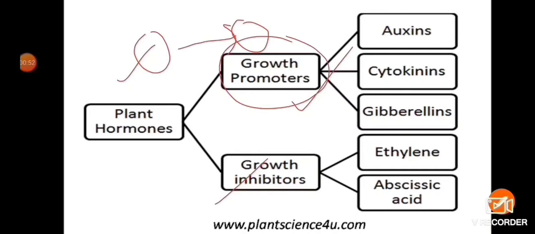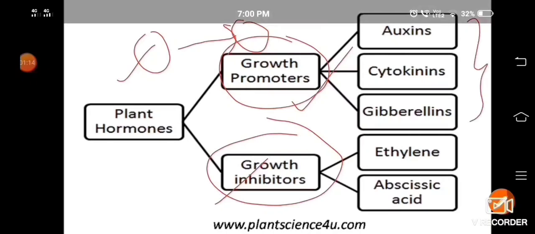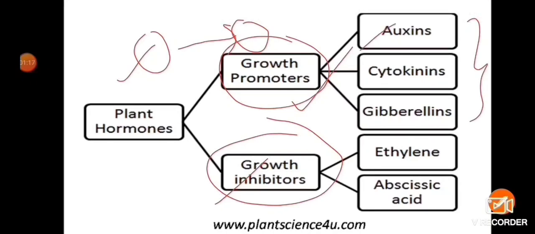Look at the term. The term is very clear, isn't it? Growth promoters increase the growth of the plant or promote the growth of the plant. Growth inhibitors are the plant hormones which prevent the growth of the plant. So based on that, all three hormones, auxin, cytokinin and gibberellins, come under growth promoters. These three hormones are called growth promoters because they increase or promote the growth of the plant. We'll see one by one.